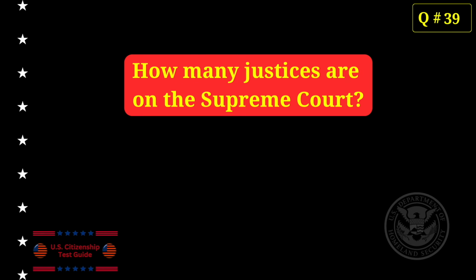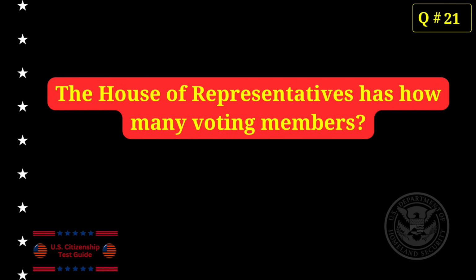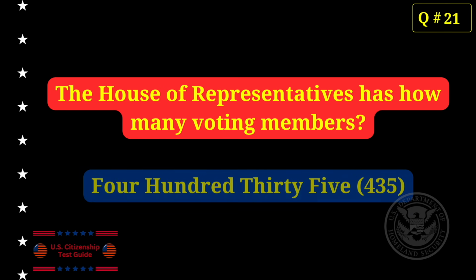How many justices are on the Supreme Court? 9. The House of Representatives has how many voting members? 435.